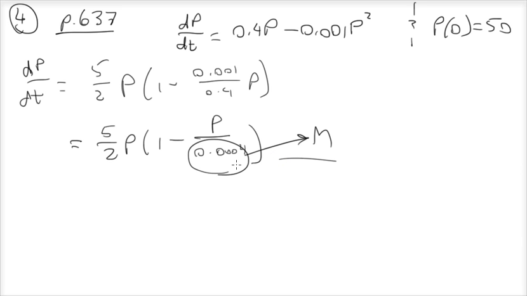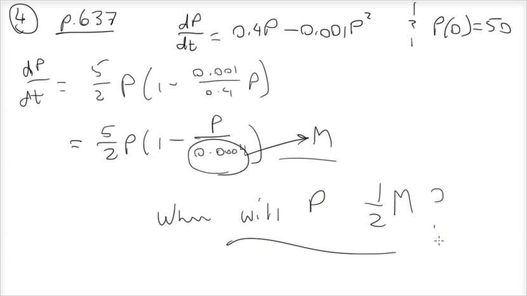So the part C, which is the part that we want to focus on, it asks us, when will the population be 1/2 of m? So what we have to do is, if this is a free response problem, you would have to solve this differential equation, but since we've already done that in this video, we'll just jump straight to our model for our solution, general solution for logistic growth, and we will plug in some numbers.